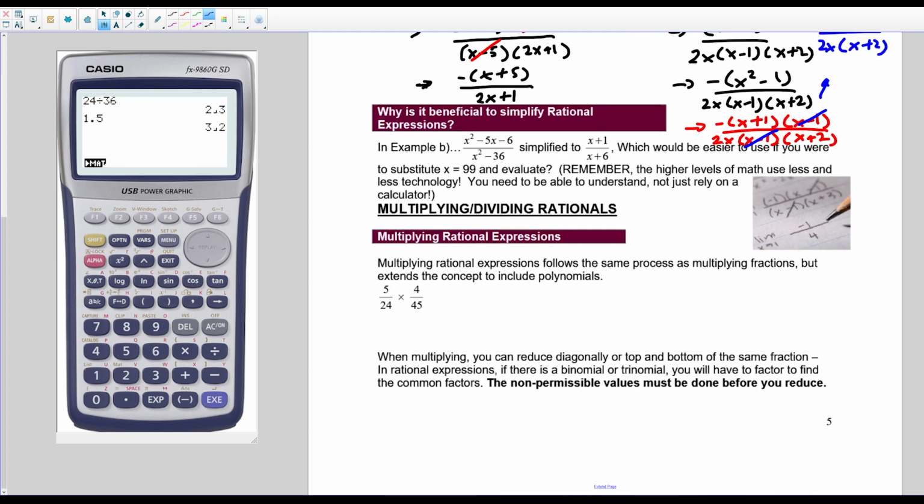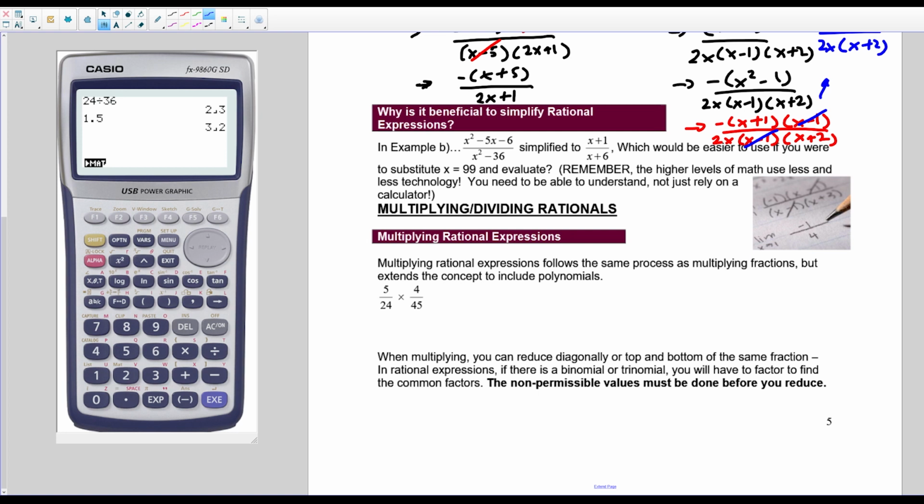So at this point, you might be wondering, well, why do we even bother trying to simplify rationals? Well, the simple answer is that it's a lot easier to work with something that looks like this, x plus 1 over x plus 6, rather than working with x squared minus 5x minus 6 over x squared minus 36. Because when we're trying to evaluate certain expressions by substituting in certain values, it's going to be a lot easier for us to work with a simpler expression.